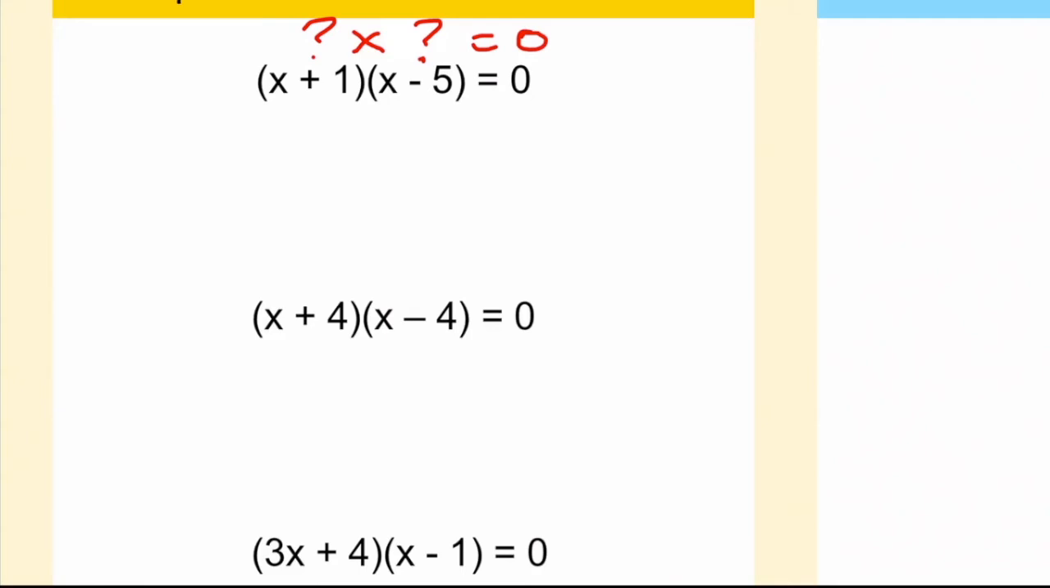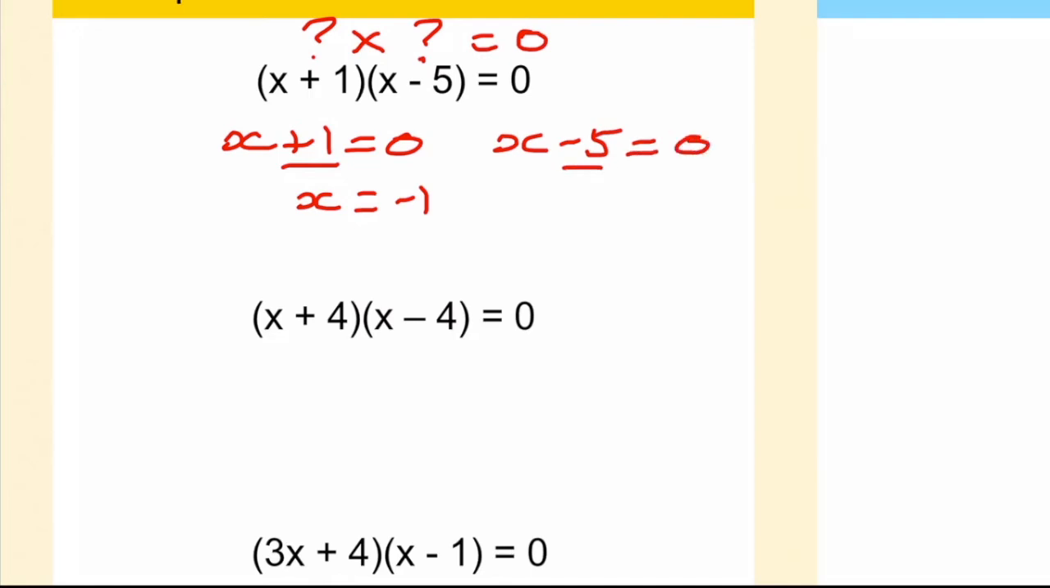Now if x plus 1 equals 0, can you see that if I take away 1 from both sides, x must be minus 1. And if x minus 5 equals 0, I'd have to add 5 to both sides, and I would get x equals 5. So I have two answers here. I have x equals minus 1 or x equals 5. Both of them would work.